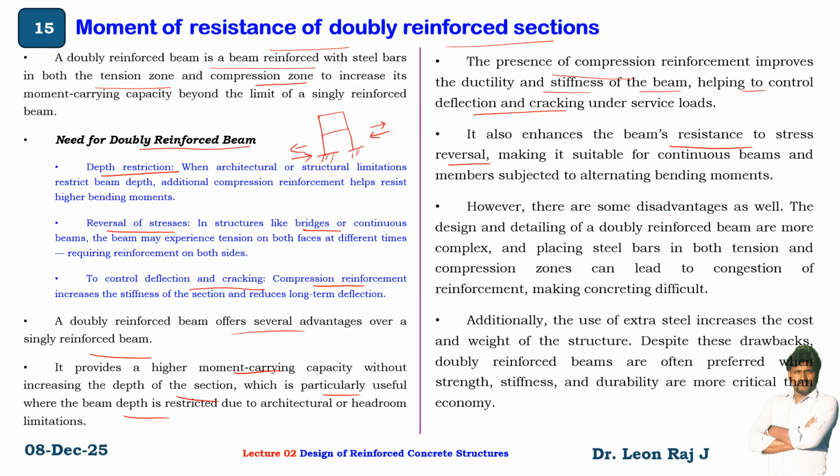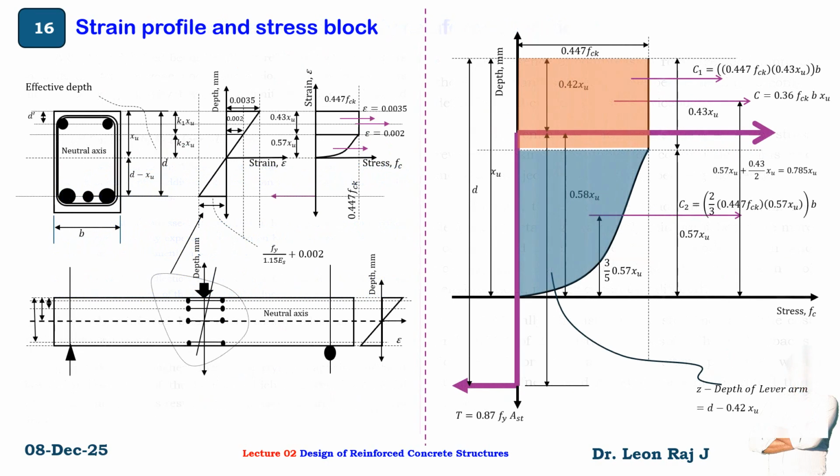However, there are small disadvantages as well. Design and detailing of the doubly reinforced beam are more complex. Congestion. The main problem is congestion. So that means concreting is quite difficult. Additionally, the use of extra steel increases the cost and weight of the structure. Despite these drawbacks, doubly reinforced beams are often preferred when strength, stiffness, and durability are more critical than economy. Of course, nowadays for all beams we look at strength, stiffness, and durability over economy.